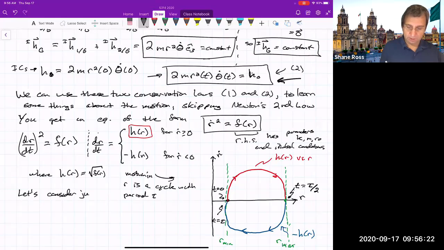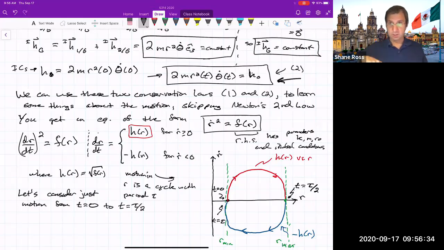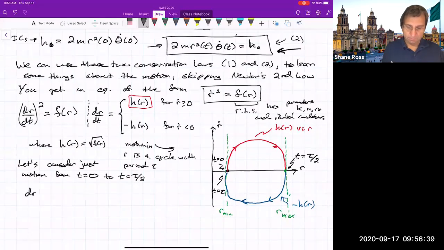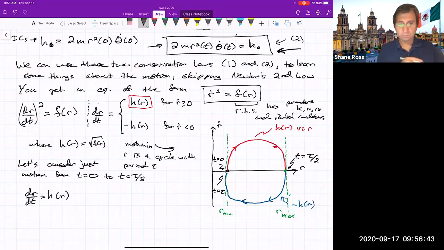So let's consider just the motion from the initial condition to half the cycle, t equals tau over 2. So just this red curve. For that, dr dt equals hr. So that's our equation of motion for r.